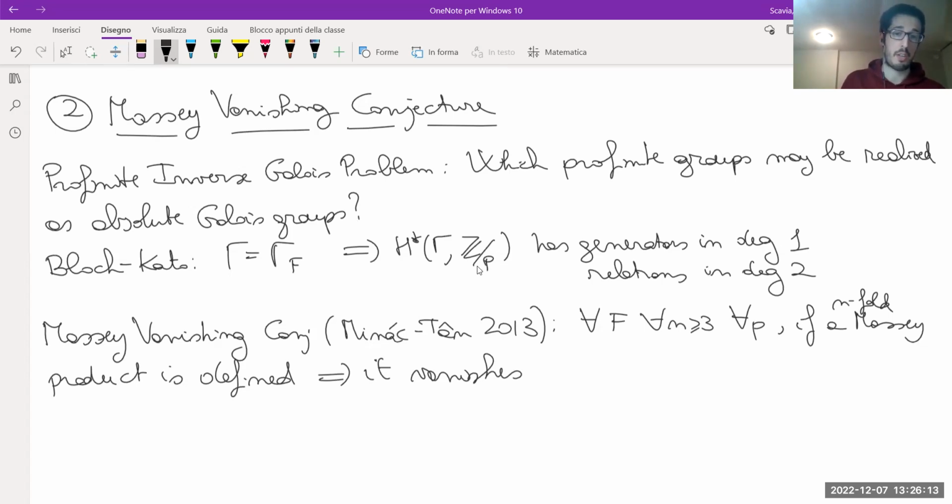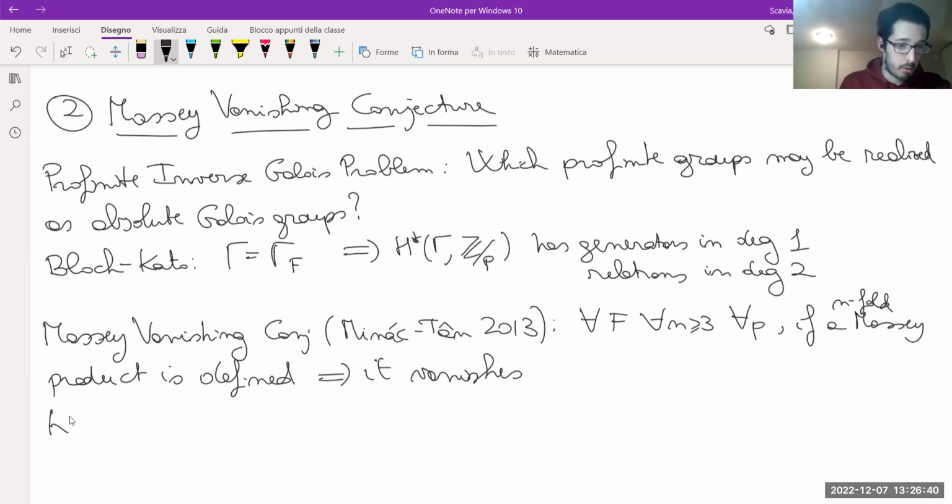So if this statement is true, it would say in a new way that the cohomology of an absolute Galois group is easy, right? It has simple generators and relations, and also all these higher Massey products, these higher product operations, vanish. They're trivial in this case.